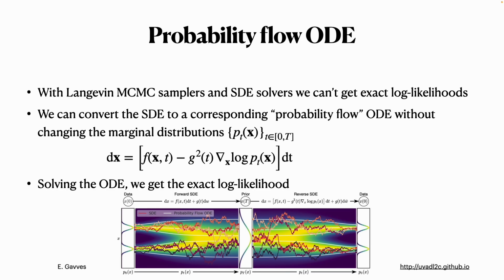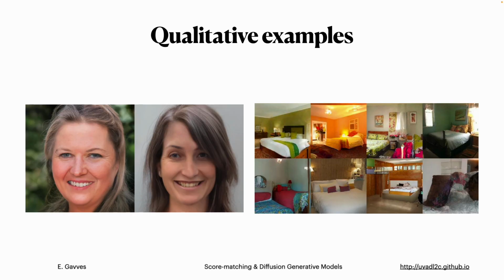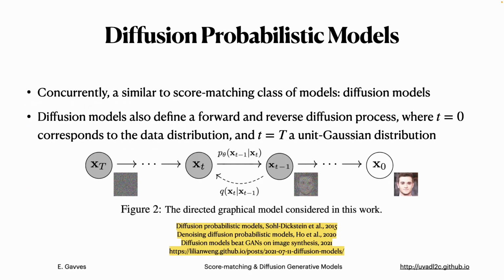Now with Langevin, MCMC, and SDE solvers, we don't really get exact log likelihoods. That can be a problem. It can be shown that we can get an ODE in the end, with which we can have the precise log likelihood. And these are some very nice examples, and by now you know that they're even better, and so forth. Very quickly over diffusion models.